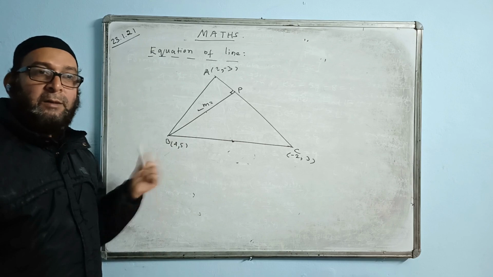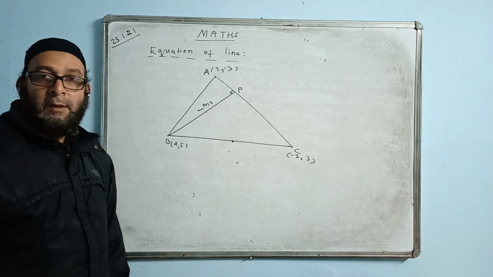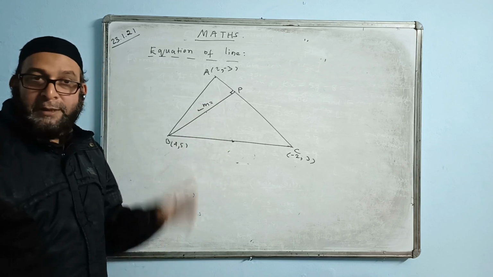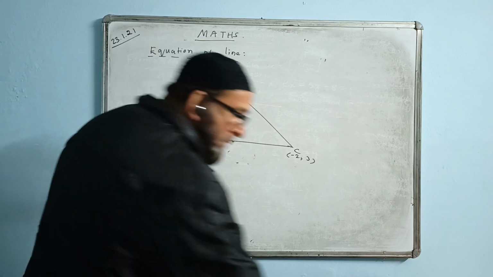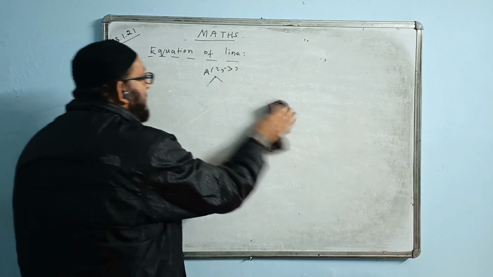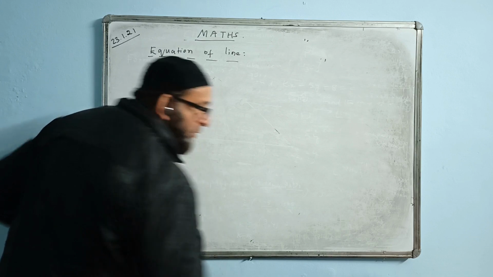Difference between the altitude and the median. Altitude will take 90 degree angle, but it won't be the midpoint. And median will be the midpoint, but will not be perpendicular. It is about median I'm saying. Understood? Okay, then this type of questions you have to do carefully. What does the question talk about, median or altitude? What are they talking about?